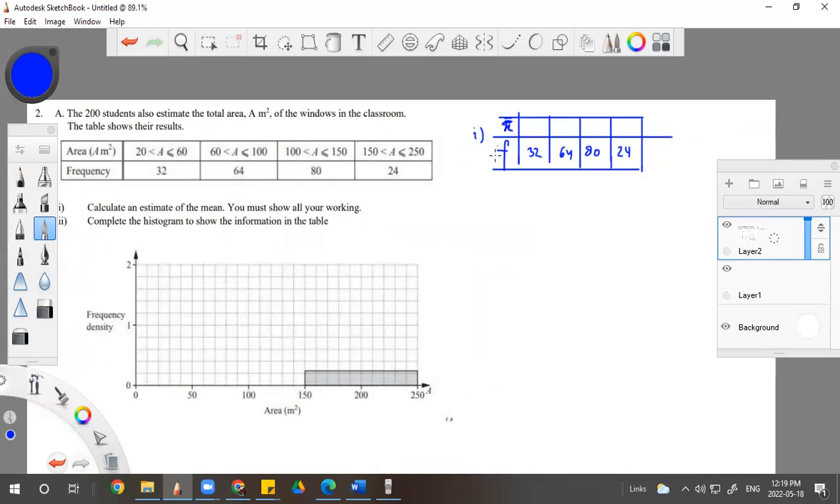It means the mean of each range: you just add the minimum and the maximum, divided by 2. That's it. So 20 plus 60, 80. 80 divided by 2 is 40. So this is the middle range, right? 60, 100, 80, right? You add the numbers and then you divide by 2. 150 to 250, 200, right? You add the numbers, divide by 2, that's it.